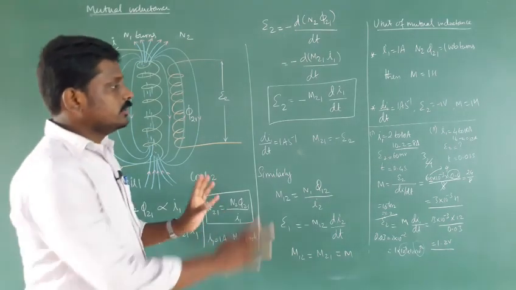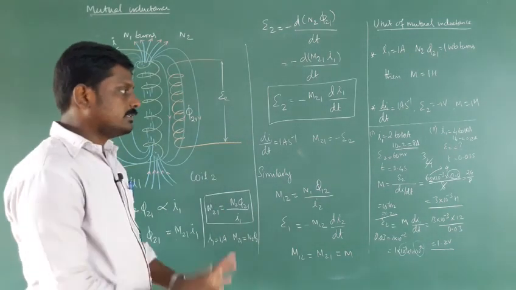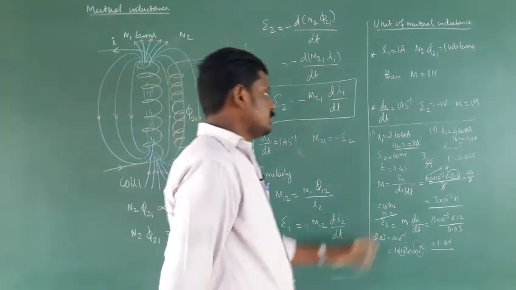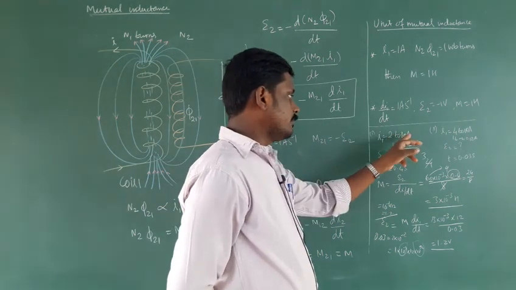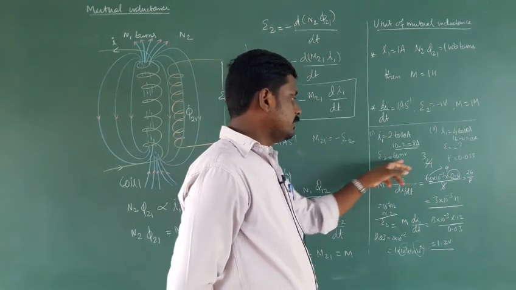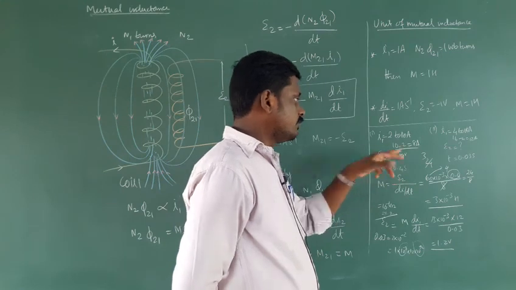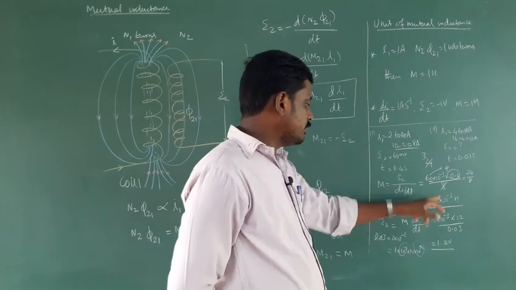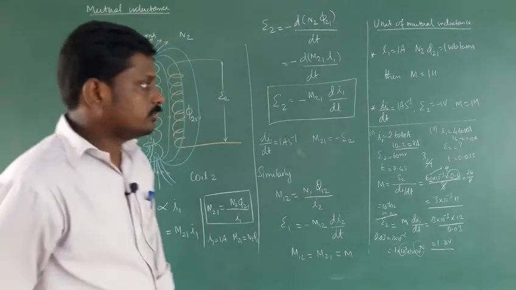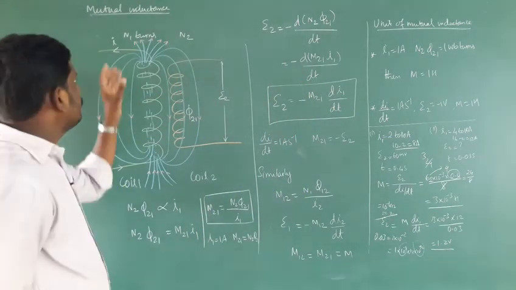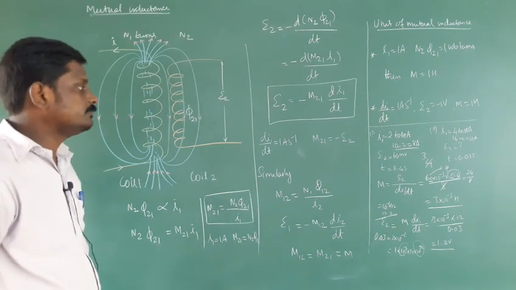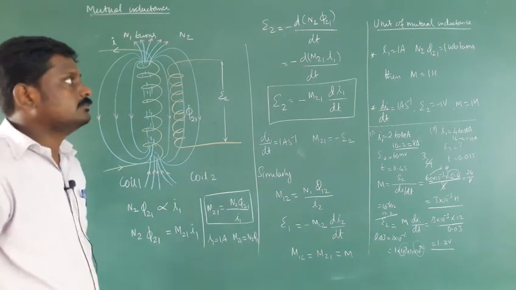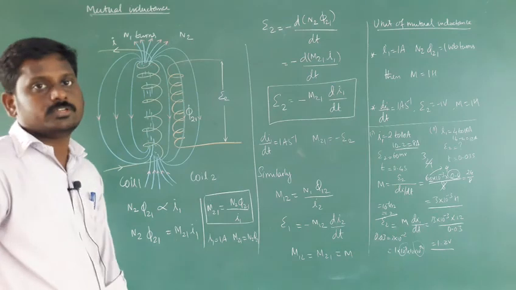If you do some problems, you can understand the concept more clearly. For the change in current 2 to 10 ampere in 0.4 second, you get the mutually induced EMF as 60 millivolt. Here, for 4 to 16 ampere, you get 1.2 volt. Okay students, in this class we have discussed mutual inductance, then did one problem, then the unit of mutual inductance. Okay students, thank you.